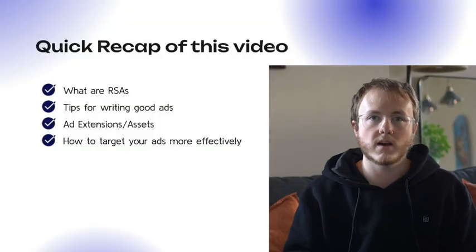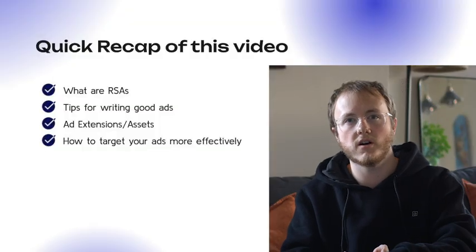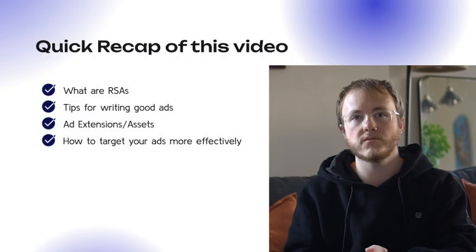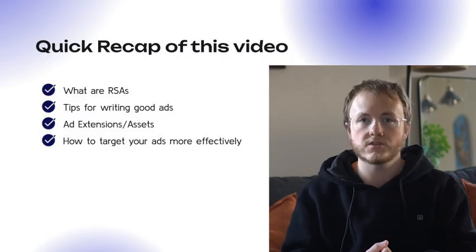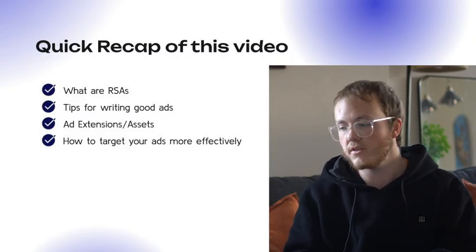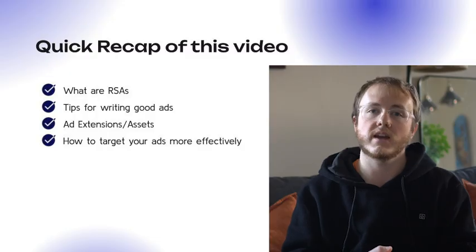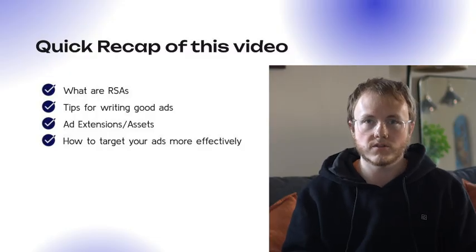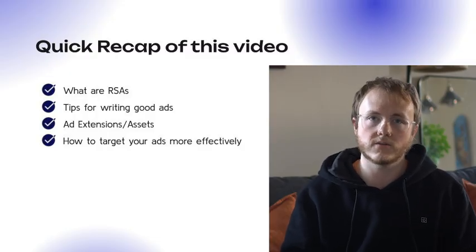So a quick recap of this video, we covered what RSAs are, how to get the most out of them, what the different extensions you can use are and how to get the most out of those. We also went into some tips for writing ad copy, and then we also went into how you can fine-tune the targeting of your search campaign.